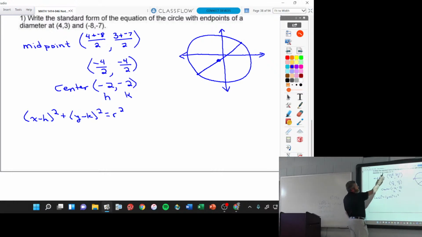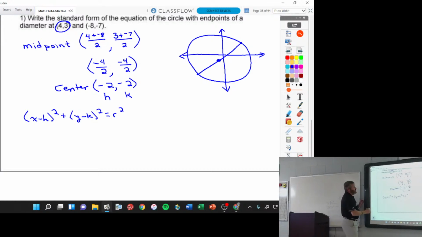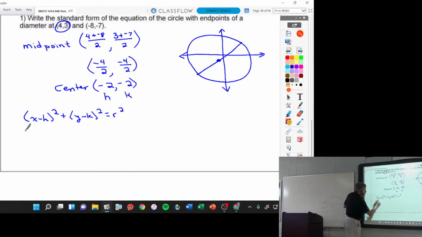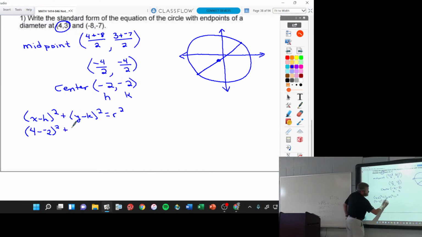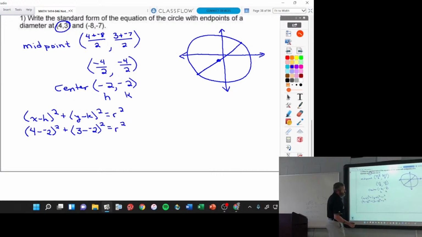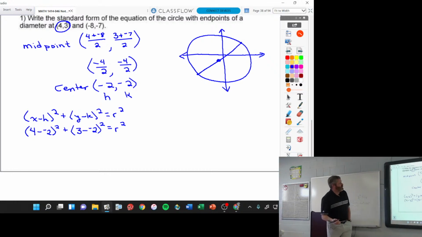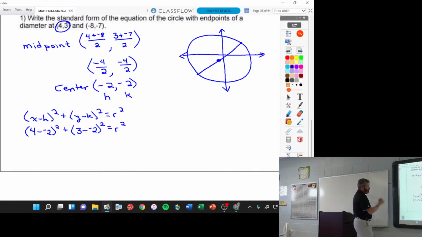I'm going to go ahead and use the endpoint of 4, 3 because they're both positive numbers. So plugging those numbers in, my x value that I chose to use is 4 minus h, which is -2, squared, plus my y value is 3 minus my k value, -2, squared equals r squared. And notice again, I'm leaving this in terms of r squared because that's going to be part of my equation in standard form of a circle.